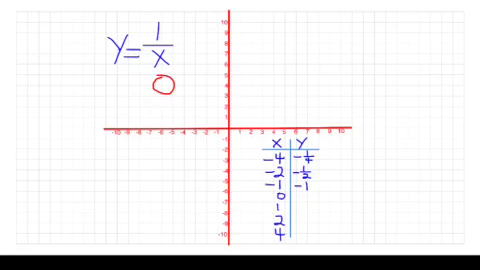0 cannot go in the denominator of a fraction. Division by 0 is not a legal thing you can do in algebra. So you can't do that 0, so actually it is undefined at that point. So you have to realize it's never going there. You're never going to have a value where x is 0. You're never going to have a point on the y-axis.